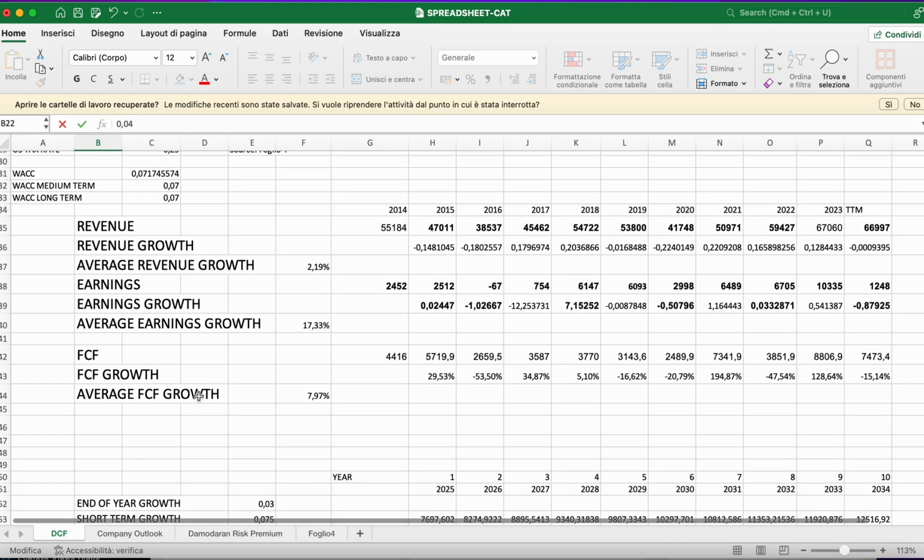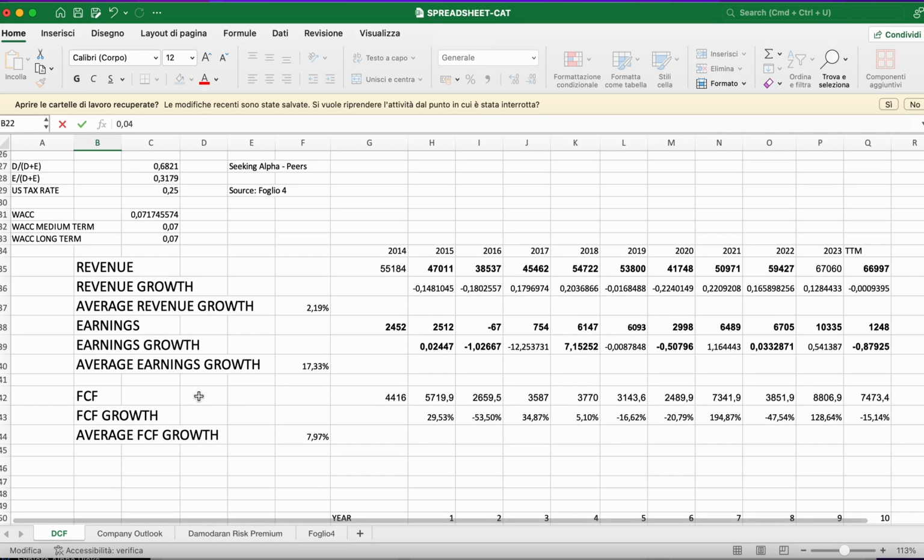And then we have some highlights for the last 10 years. We can see that the revenue has gone up, but not that much. It had a bit of a hard time around the times of COVID and so on. And then it went back up, and it's continuing to grow.